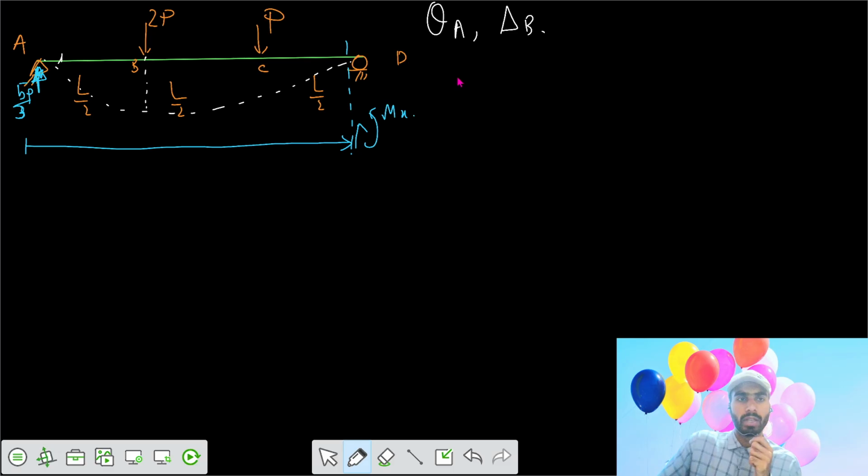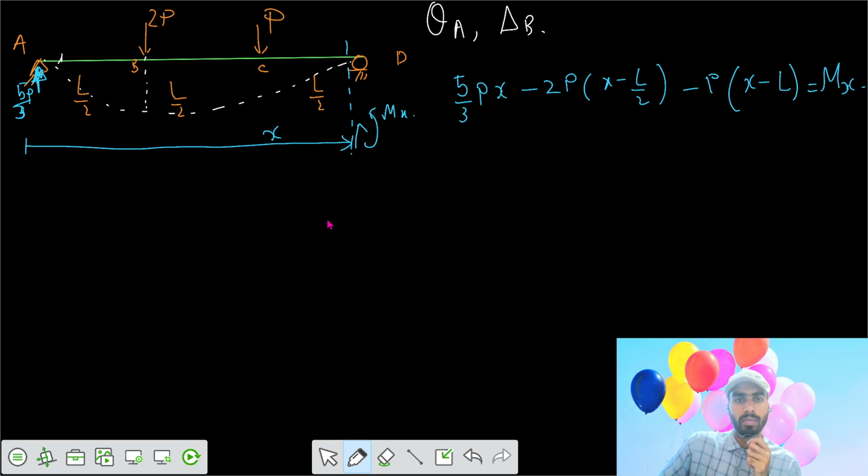Then you write the equation: 5 by 3 of P into x, then after that minus 2P into (x minus L by 2), then minus P into (x minus L), equals to Mx. This is the summation Mx equals to 0.